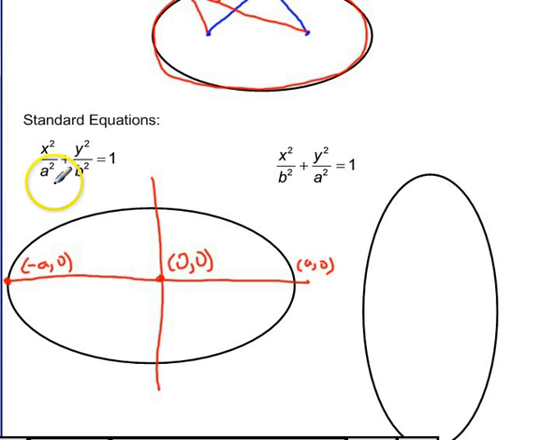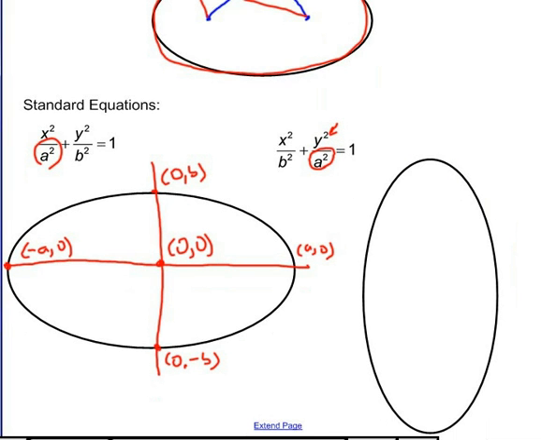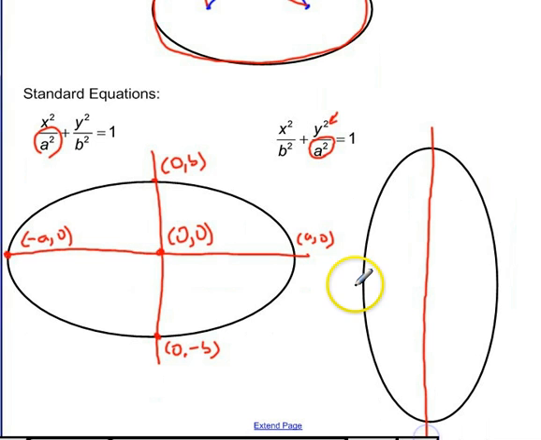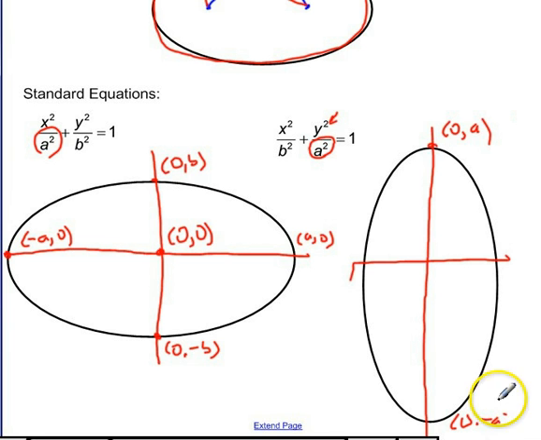Now, how do I know what a is? a is always the biggest number. Okay, so that's how I knew it was horizontal, because the biggest number is underneath x. Right here is our minor axis, and this is going to be at (0, b), and this one is at (0, negative b). Now, if the bigger number is underneath y, then we get an ellipse where the major axis is vertical. Okay, and now we're at (0, a) and (0, negative a).